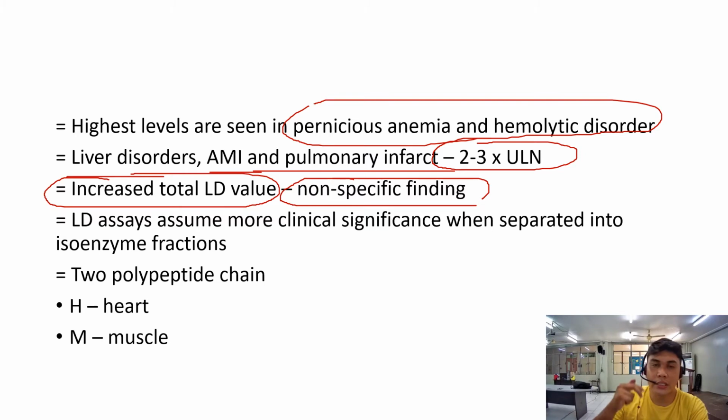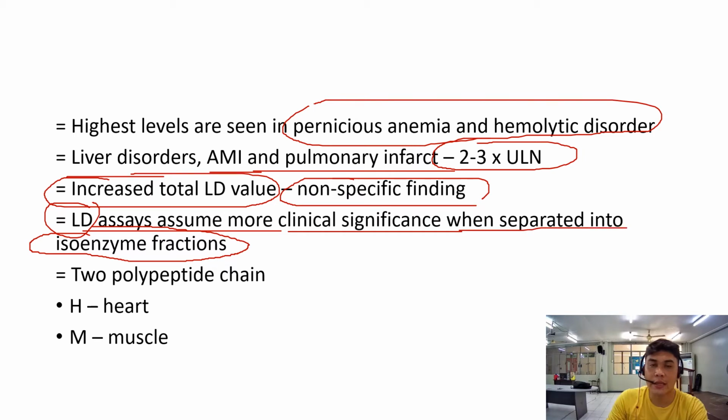So, to increase the clinical significance of lactate dehydrogenase, we need to separate the total LD into different isoenzyme fractions. LD assays assume more clinical significance when separated into isoenzyme fractions. So we separate it into 5 fractions because there are 5 normal isoenzymes of lactate dehydrogenase.